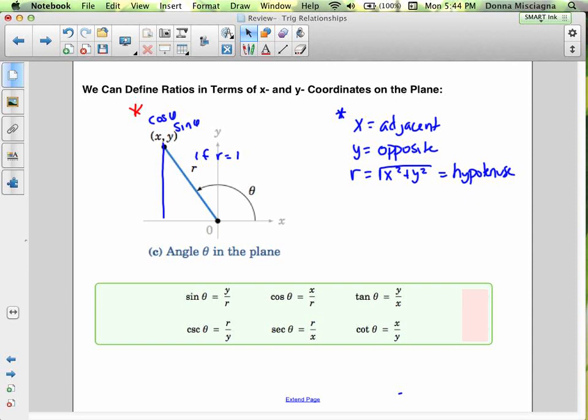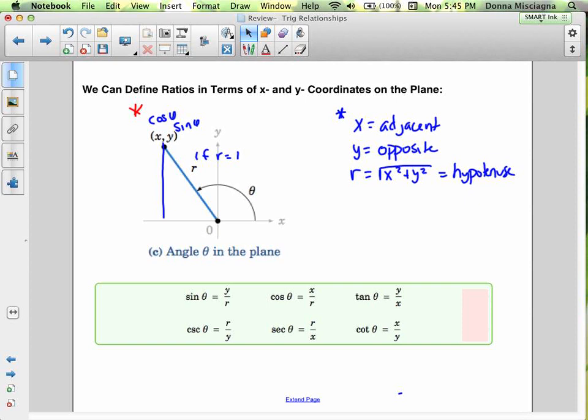And that's because you'd be dividing by 1. Since x is adjacent, x divided by 1 is just going to be x. Since y is opposite, y divided by 1 would just be y. So just a little preview of what we'll look at when we're getting into graphing. But let's head back to evaluating for a little while.